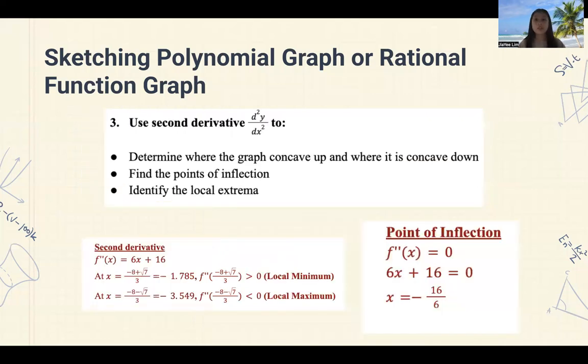After that, we will use the second derivative to determine whether the graph is concaving downward or upward. We will use the second derivative test to find the point of inflection and also to identify the local extrema. As the example shows, the second derivative is used to find the local minimum and also the local maximum. By setting the second derivative f''(x) equal to 0, we can find the x value of the point of inflection.